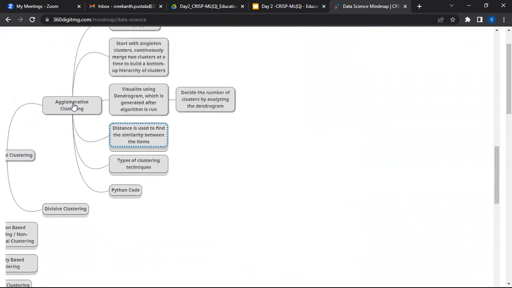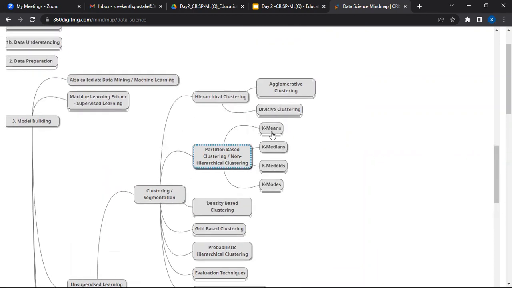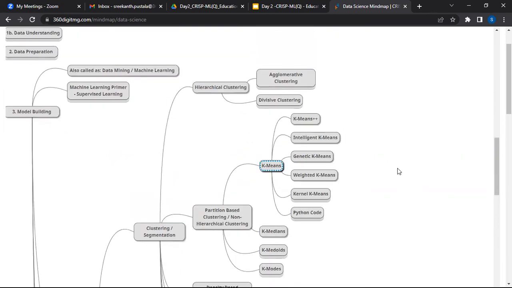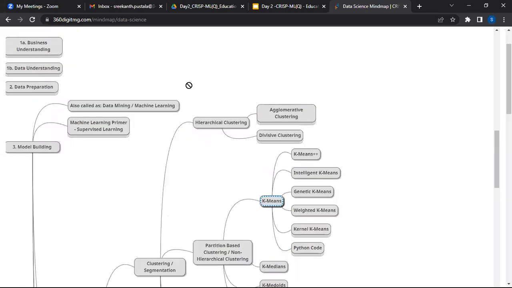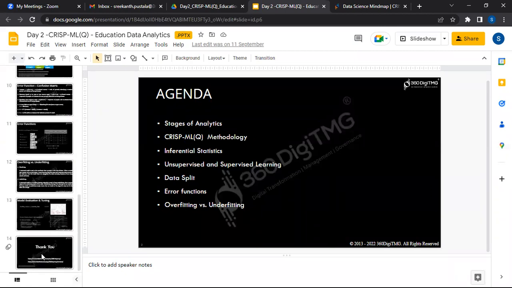So this is related to agglomerative clustering. In the same way, we are going to look into non-hierarchical clustering methods, that is k-means clustering. In k-means, there are again different methods. We are going to start with k-means clustering on Monday. We'll be looking at our first machine learning model on Monday, where we discuss the first model with a data set that comes from education data.